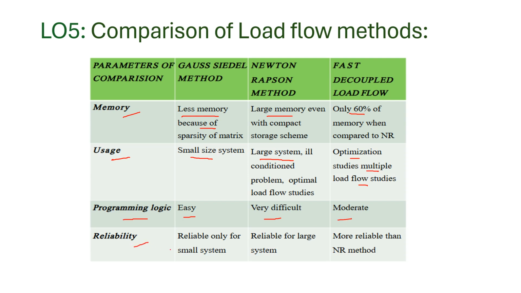In terms of reliability, the GS method is reliable for small systems. The NR method is good for large systems, and fast decoupled is good for large systems and more reliable than the NR method. So this is the comparison of load flow methods: Gauss-Seidel, Newton-Raphson, and fast decoupled method. So in this video, up to this only.